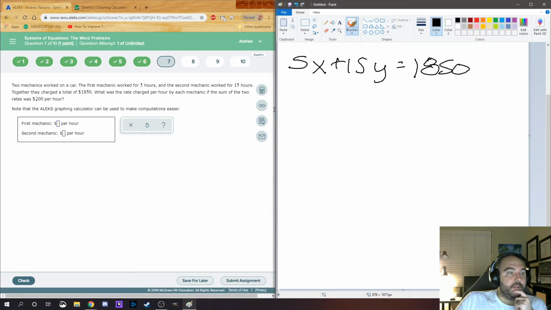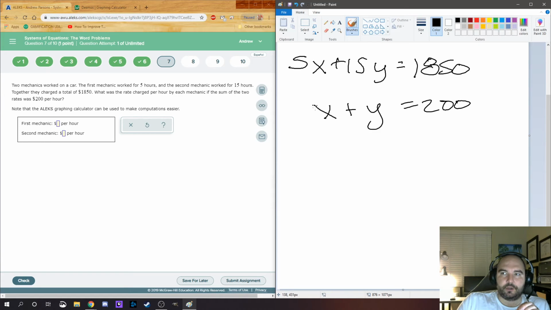And then it says, now this is tricky because they don't really give you a second equation. But it does say this: if the sum of the two rates is 200 per hour. So this is where a tricky setup is involved. X plus Y equals 200. The amount one guy charges per hour plus the amount the other guy charges per hour equals $200 that needs to be charged.